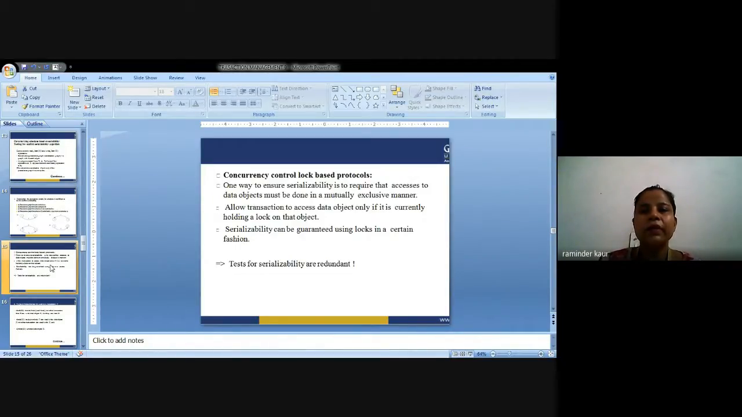Next is concurrency control lock-based protocols. There are various rules in order to perform the lock on various transactions. Just have a look. Before proceeding, I am giving you 2 to 3 minutes so that you can read all the slides. If you are having any problem, you can ask me.